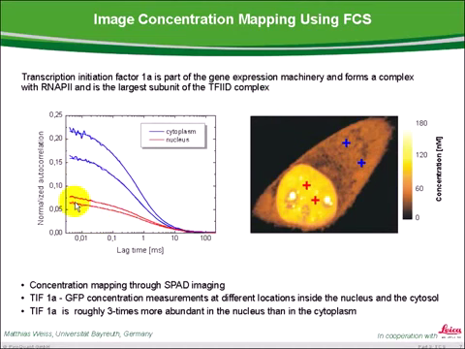A clear difference in the amplitudes of the curves is visible comparing the measurements inside the cytoplasm and the nucleus. It can be deduced from these measurements that the TIF is roughly 3 times more abundant inside the nucleus compared to the cytoplasm. The measurement allows further to calibrate the intensity image in order to display the concentration in nanomolar. Thus even small local concentration changes can be visualized.